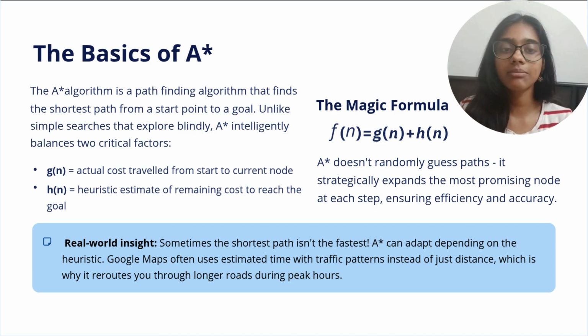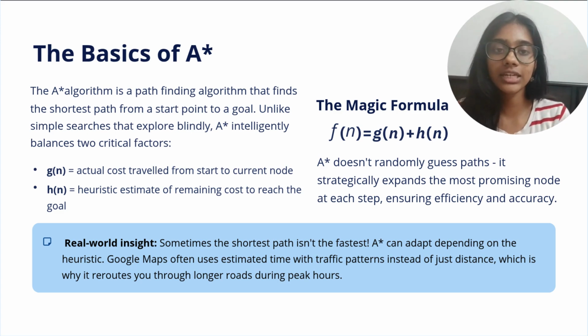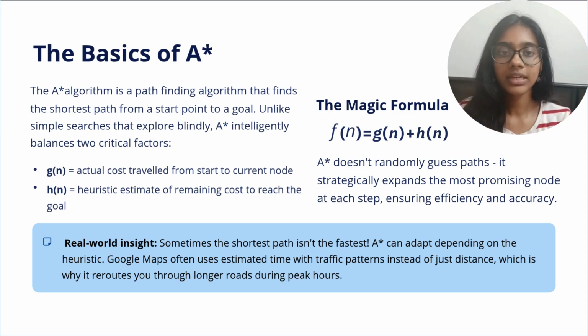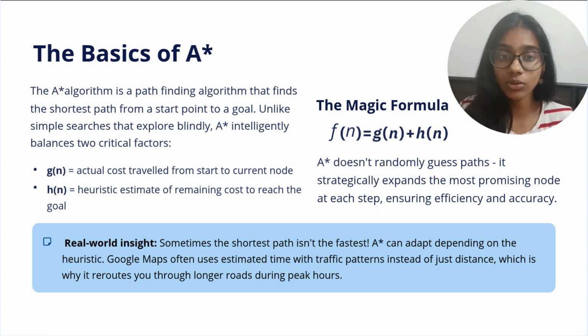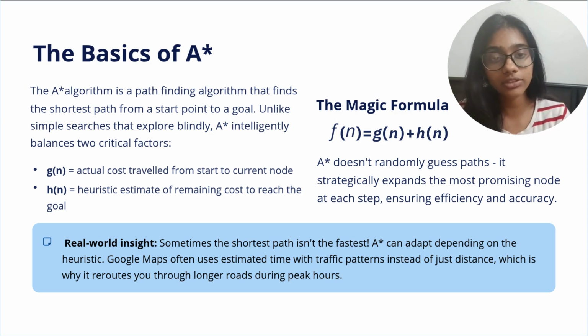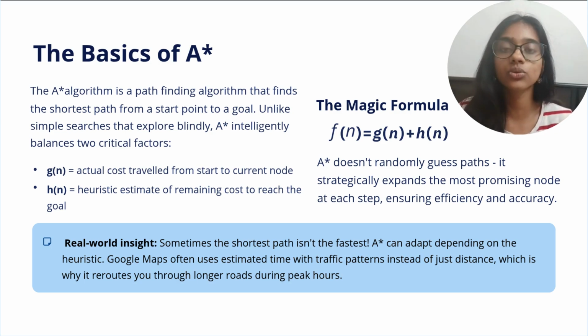Then A star combines these using a magic formula. f of n is equal to g of n plus h of n. This means A star doesn't just randomly guess a path, but it doesn't try every possible path either, like brute force search. It's strategic. It always expands the node that looks most promising based on both the distance traveled so far and the estimated distance to the goal.